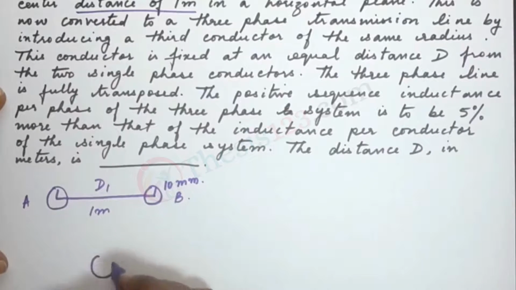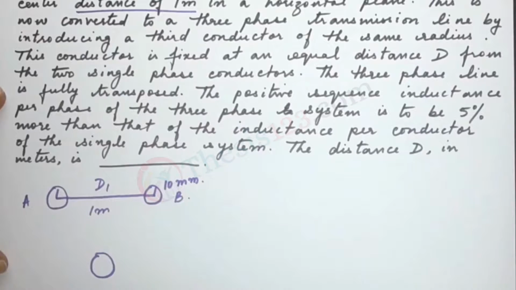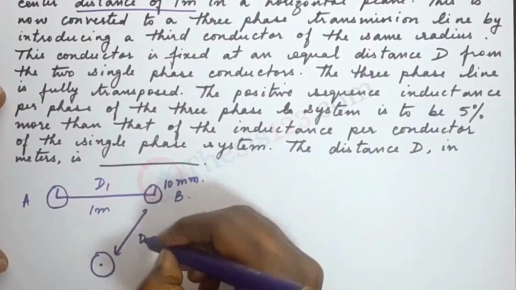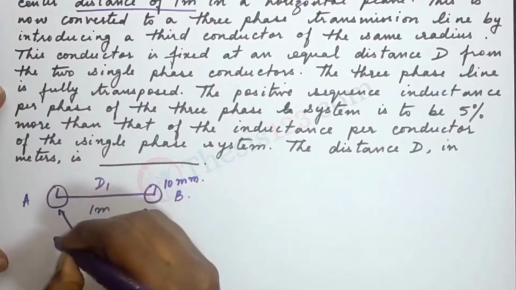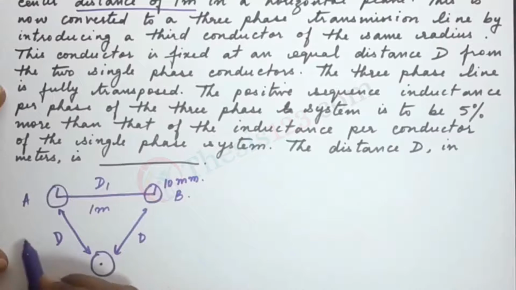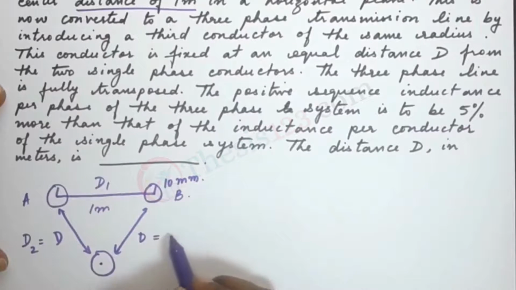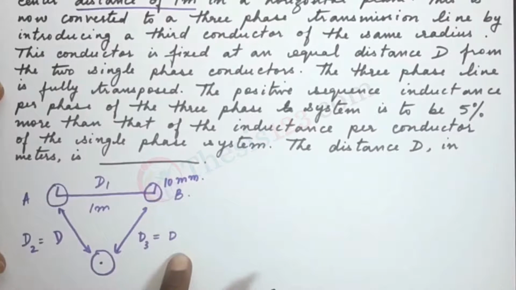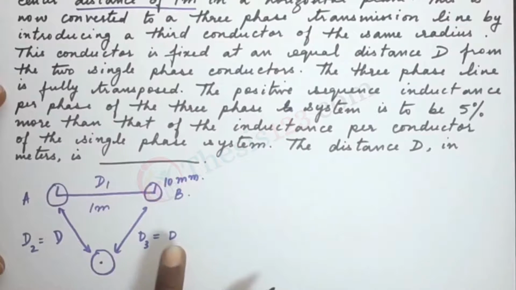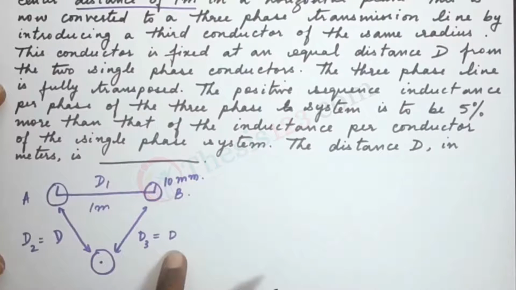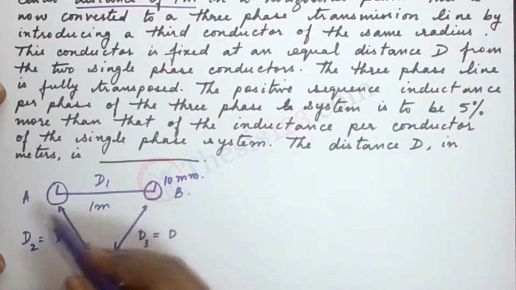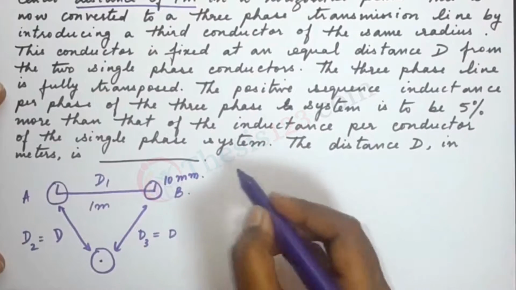Now we have a third conductor added to the mix. When the third conductor is added, the distance between them is d, equal distance. Let's call these d2 and d3. So we have d2 and d3 with the distance value of d. We are supposed to find out how much this d is. The first thing is, let's find out what the inductance of the conductor is. That's per phase. Since we have three phases, we will have to calculate per phase.